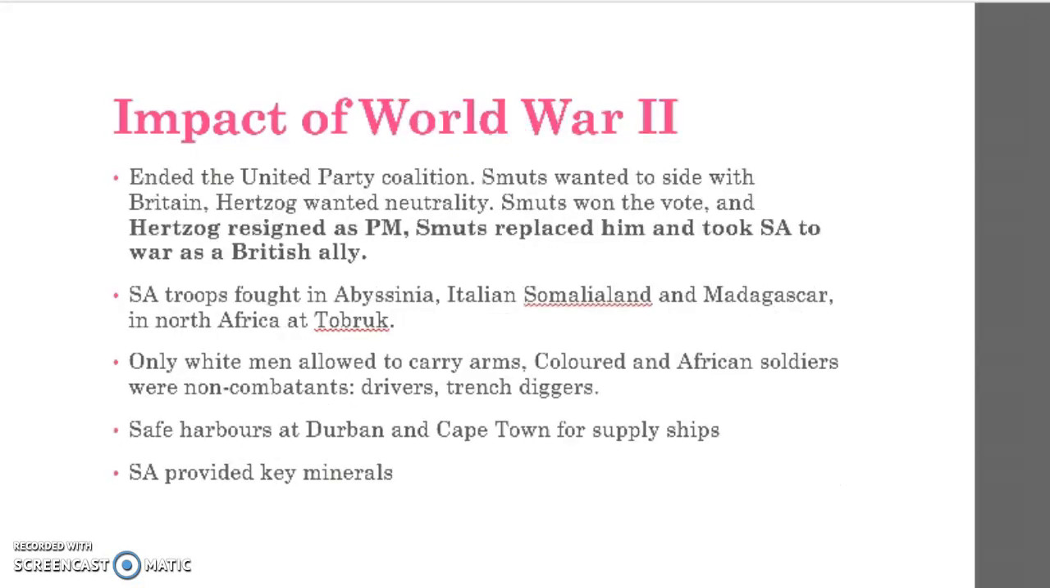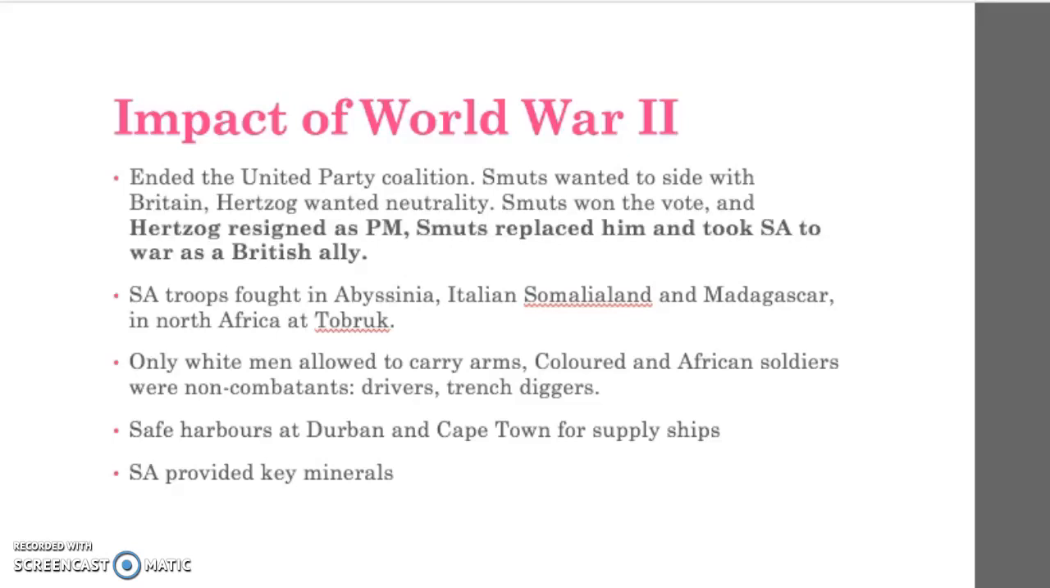World War II has a huge impact on South Africa. One of the key aspects is the shift in domestic policy. There's a split now. The United Party's coalition is over. Smuts wants to side with Britain. He sees Hitler wanting to dominate the world and that the destiny of mankind is on the line. Hertzog prefers neutrality. He believes the war would be a disaster for South Africa. Hertzog resigns as the Prime Minister. Smuts replaces him and takes South Africa to war as a British ally. And he does that with the support of the South African Parliament, by the way.